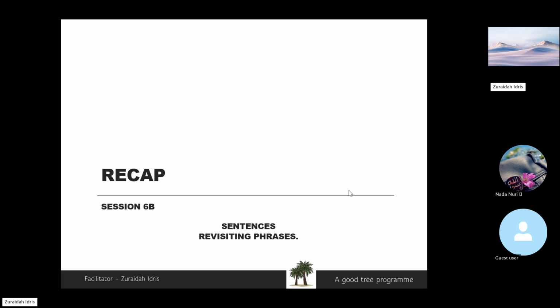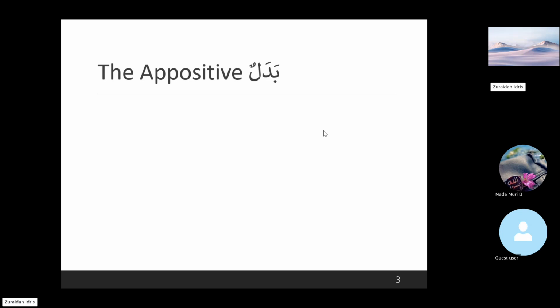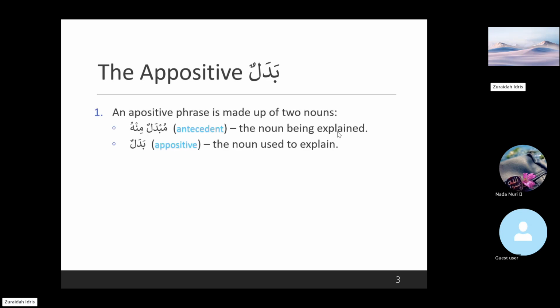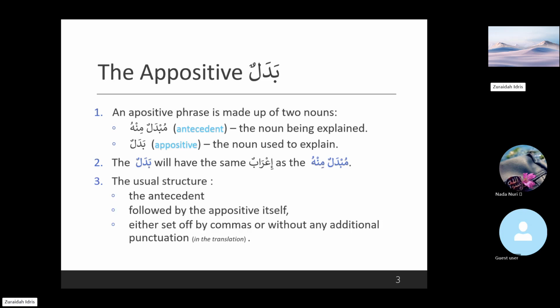The first one that we revisited was the badal. We saw that it is made up of two nouns: the mubdalun minhu, the antecedent, the noun being explained, and the badal itself, the noun that is used to explain. The badal will have the same i'rab as the mubdalun minhu, meaning if it's rafa, it's rafa; if it's nasab, it's nasab; if it's majrur, it's majrur.